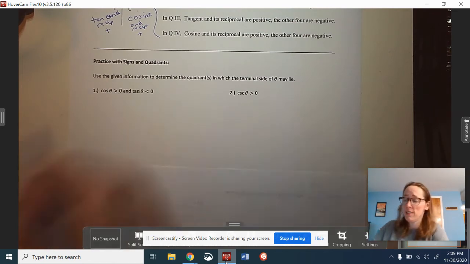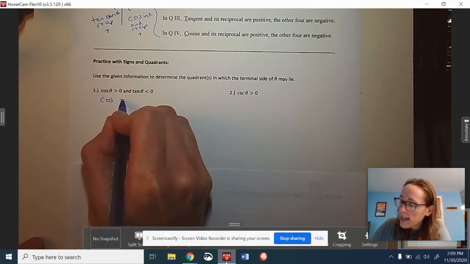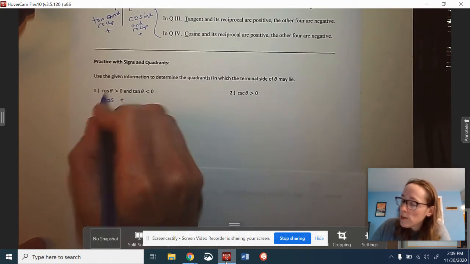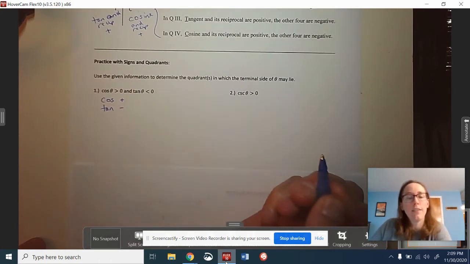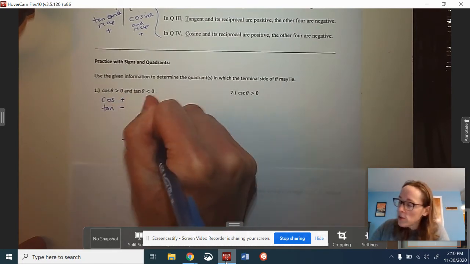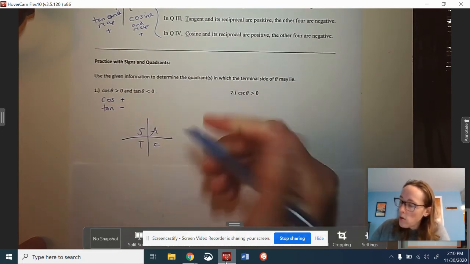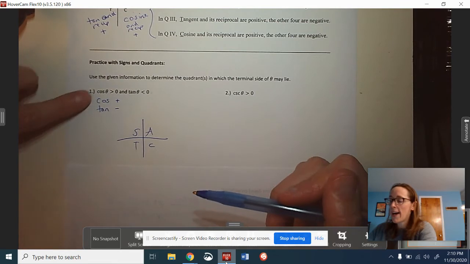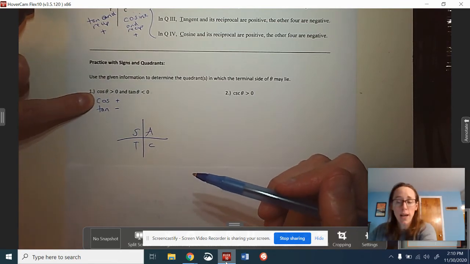First, let's translate this. This means cosine is positive. That's what greater than 0 means. The other fact we have is tan theta less than 0. That means tangent is negative. So those are the 2 facts that we have. Let's use our new mnemonic device, All Students Take Calculus. And what we do is a process of elimination. So take the first fact. The first fact is that cosine is positive.